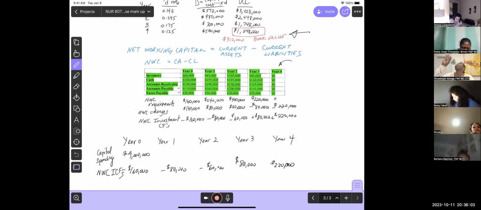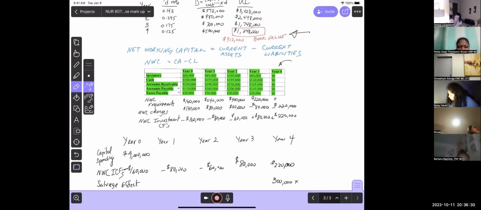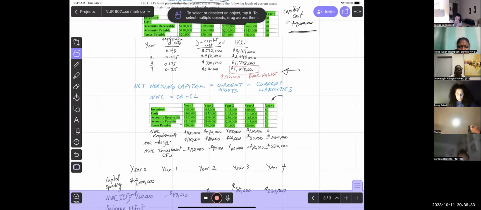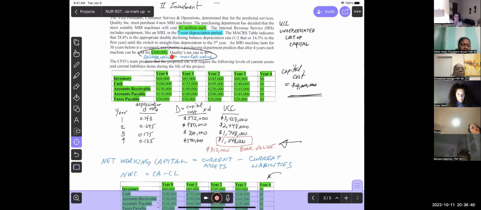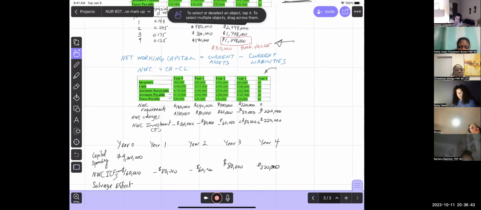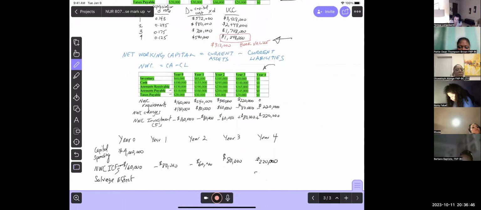And then what else happens? Sale of the asset at the end. So the salvage effect. I'm going to call it the salvage effect. We're going to sell the asset and get 300,000 times four, right? Let me make sure. Is it 300,000? Where did you get the 300,000? From here, remember? Each machine helped 300,000. So let's put 300,000 times four, 1.2 million. I'll make an equation and then we'll simplify it.